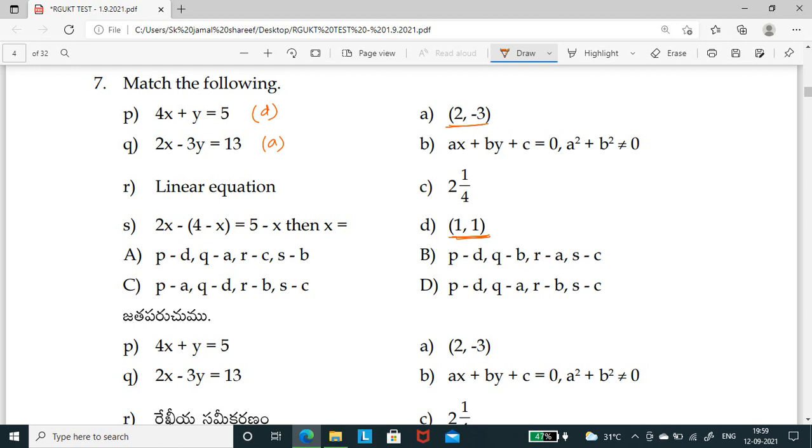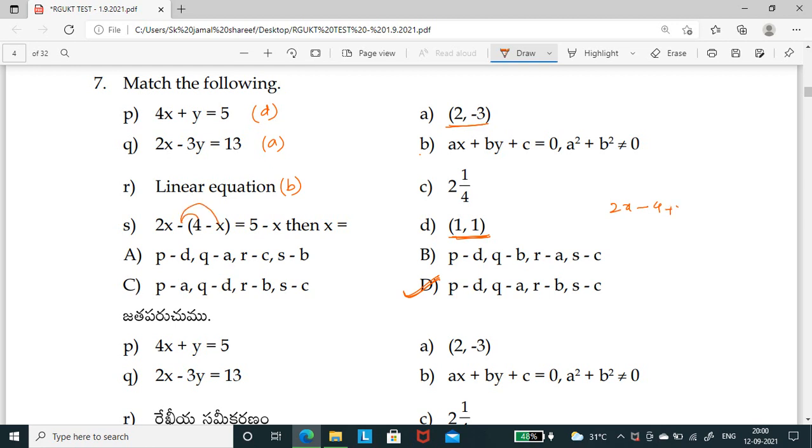So D and A. Where can I find D and A? In option A and option D I can see D and A. Then I need to go for one more. Next, linear equation. Linear equation means you can go with option B. So D, A, B. It is decided now. Option D is my answer. Right? The next one you can directly solve. It is nothing but a linear equation in one variable. So what can I do? 2x minus, this minus I need to multiply with both the terms.